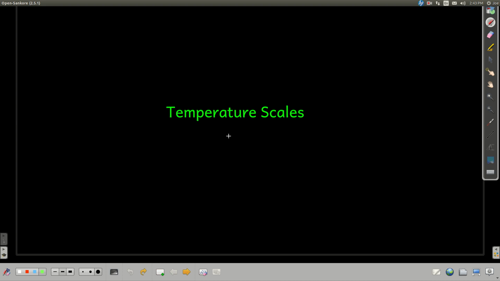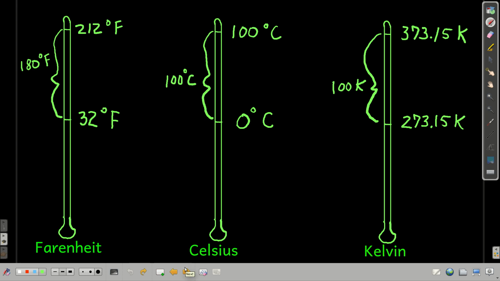In this module, we're talking about the relationships between the three major temperature scales. And those scales are Fahrenheit, Celsius, and Kelvin. Okay, so this illustration shows the 2 points of reference on each scale.